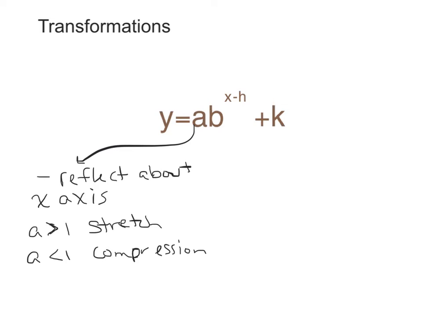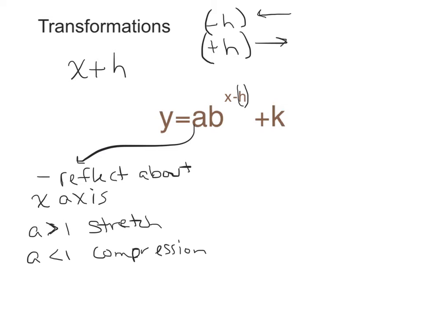If h is negative, because the formula is always x minus h, I'm going to go ahead and move my x values to the left. If h is positive, that means I'm going to move to the right. Now keep in mind, it's always x minus. So if you end up with x plus, change it to x minus a negative h. They're equivalent, so that's where I'm getting that h value moving left or right.